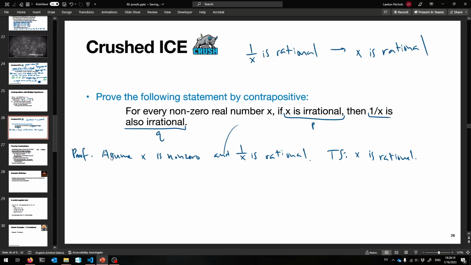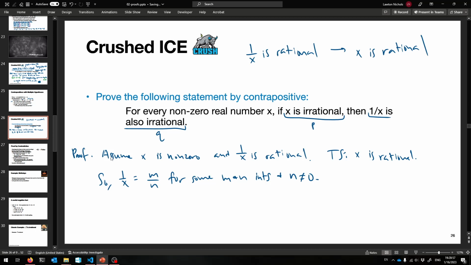All right? So if I know that 1 over x is rational, that means 1 over x must be the ratio of two integers. 1 over x must be m over n for some integers m and n, where n is non-zero. We already know x is non-zero. We're assuming that. n is not equal to 0. Let's just write it like that. So that's what we know based on our definitions.